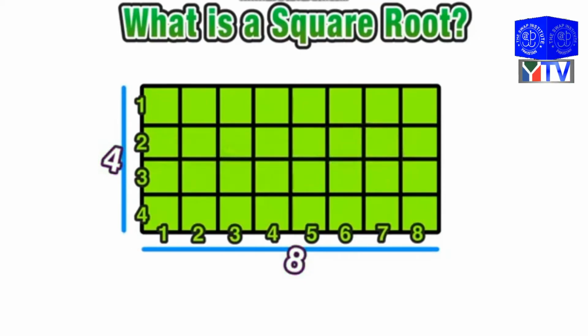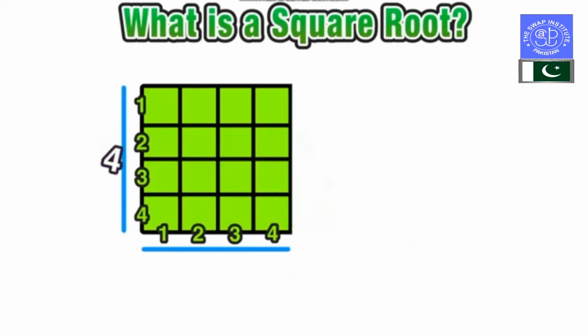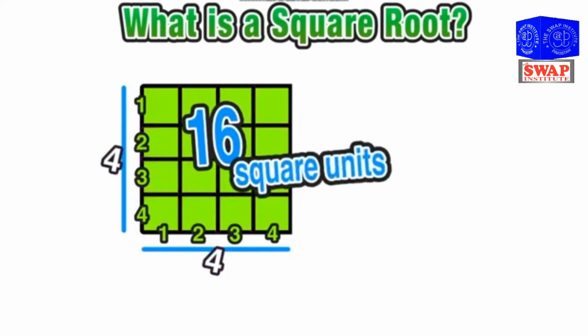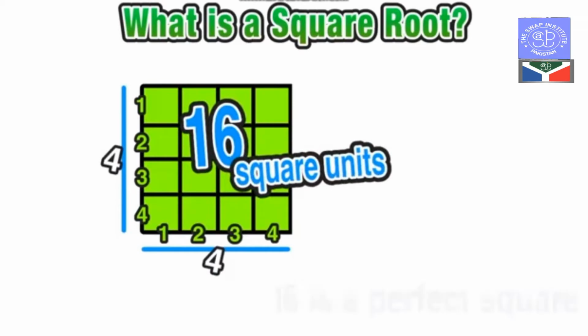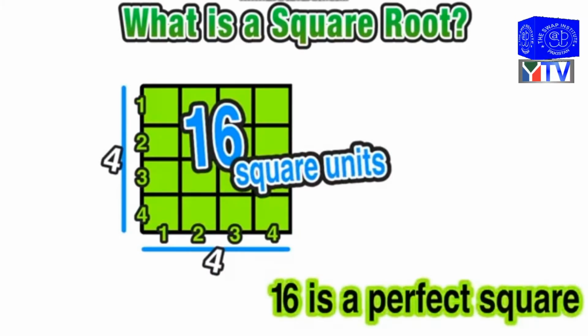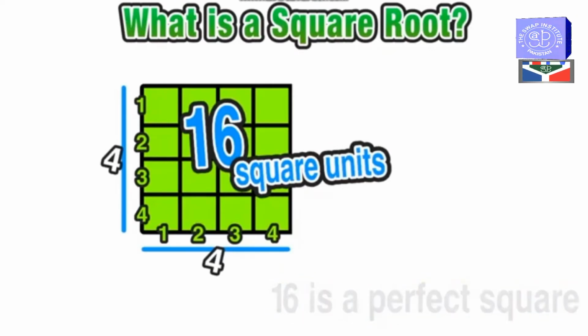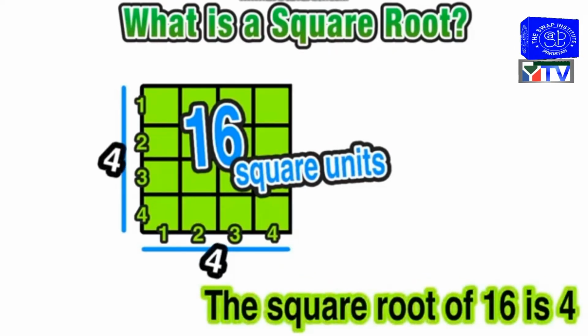Now let's see what will happen if we cut this rectangle in half. Instead of a 4 by 8 rectangle, it's 4 by 4, which makes a square. The area of this square will be 16, as we have 16 square units. And we can say that 16 is a perfect square, or 4 is a square root of 16, as 4 times 4, or 4 squared, makes 16.